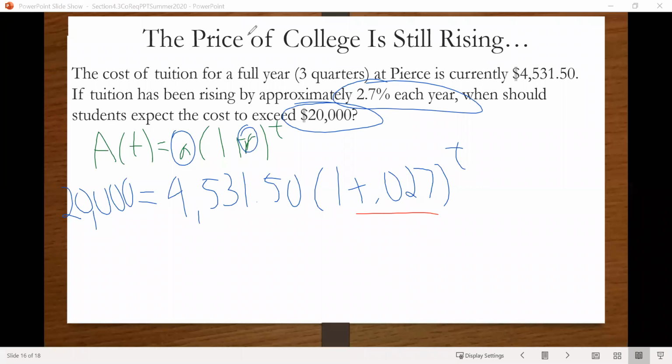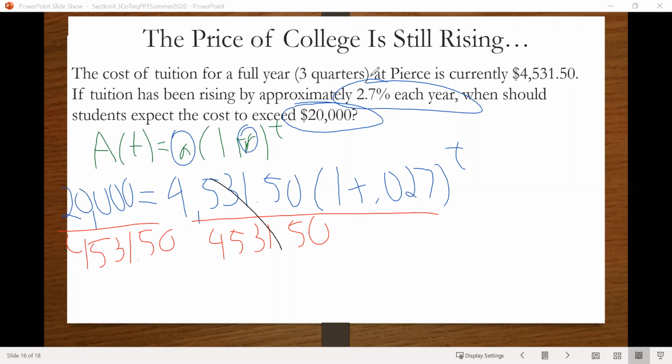We'll divide both sides by 4531.50. Do that on the left-hand side as well. Okay, and then combining the 1 and the 0.027, we'll have 1.027 to the t equals whatever 20,000 divided by 4,531.5 is, which gives us about 4.414. And then because we're trying to solve for the value of the exponent here, that means we need to get that out of the exponent.